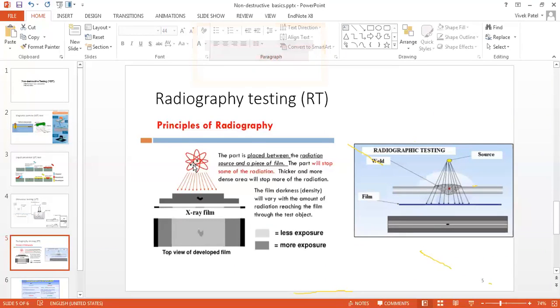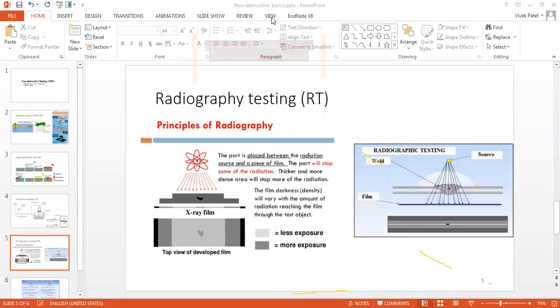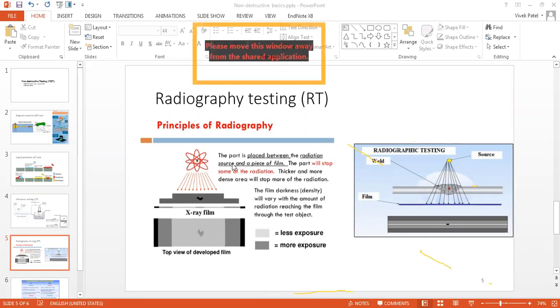So it's very simple. You have an X-ray source, having piezoelectric material, and then after that you have an X-ray film. And between the X-ray source and X-ray film, you have components to be tested for defects. So what will happen? Let us say this is the component and the center one is a defect. So this is a defect. Once you apply the X-ray, on a film, you will have the contrast.